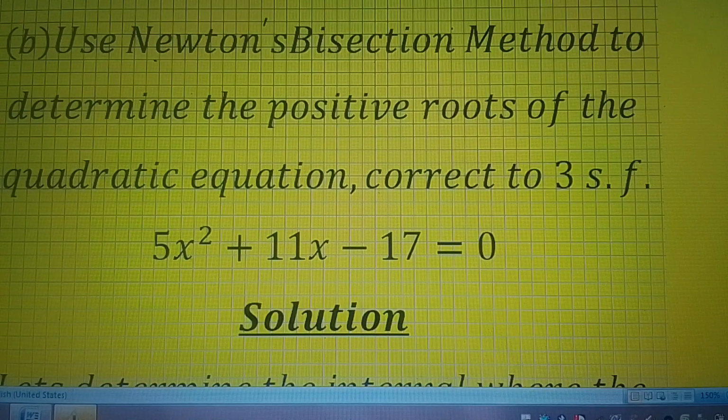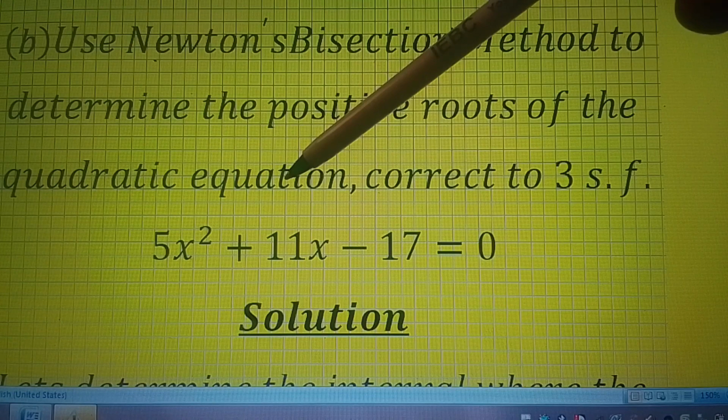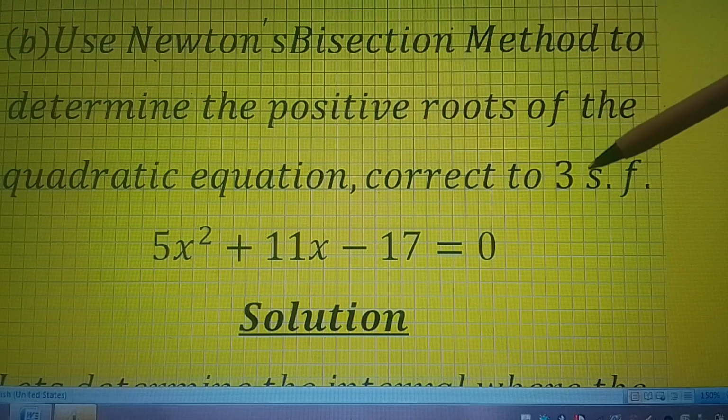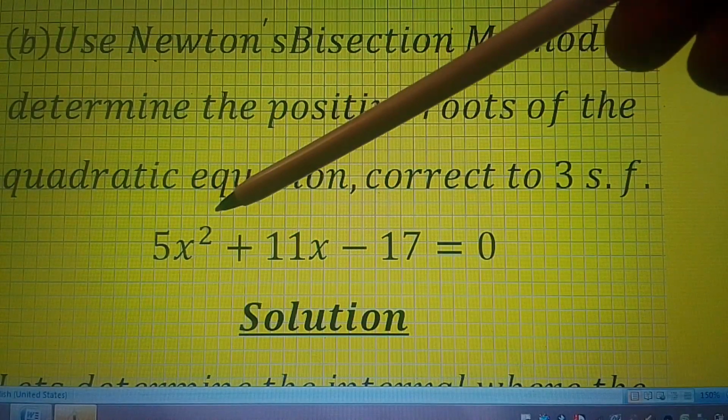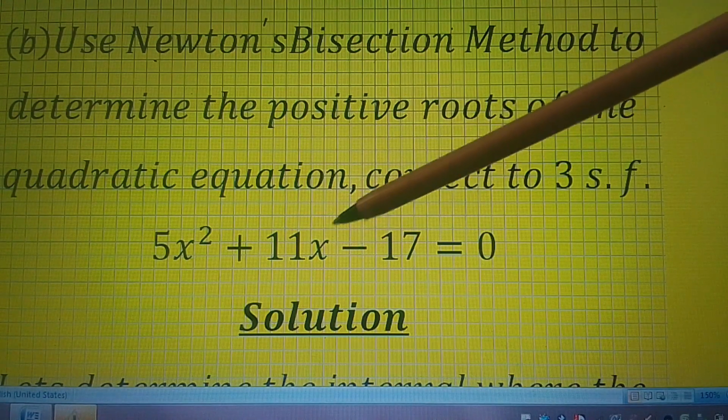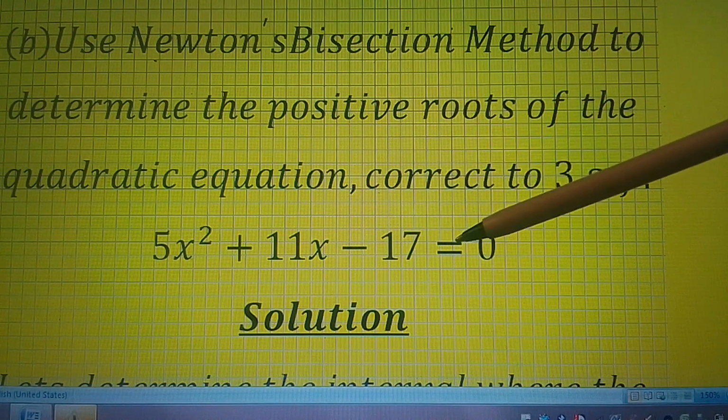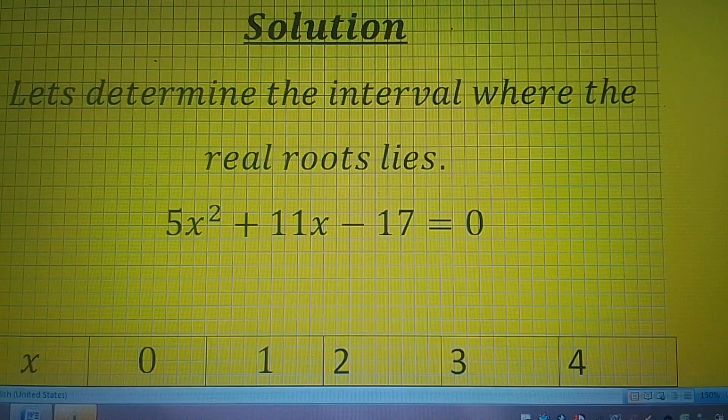Now, part B. You're being told to use the bisection method to determine the positive root of the quadratic equation, correct to three significant figures. The quadratic equation is 5x squared plus 11x minus 17 equals 0. Let's first determine the interval where the root lies.